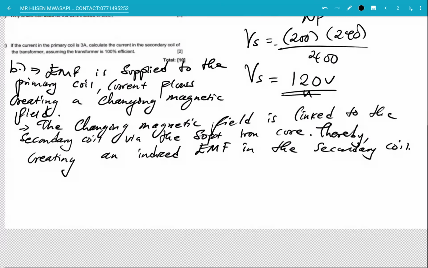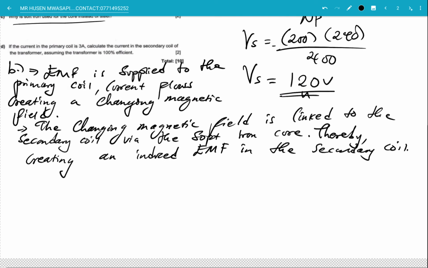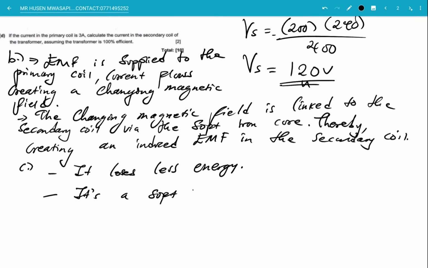Now, if you look at part C, it says, why is soft iron used for the core instead of steel? So why iron? Why not steel? So these are the reasons. The first reason, which is mostly common, is that it loses less energy. Then the other one, I'll just give two, is that it's a soft magnetic material. But there are more reasons that I gave in the video.